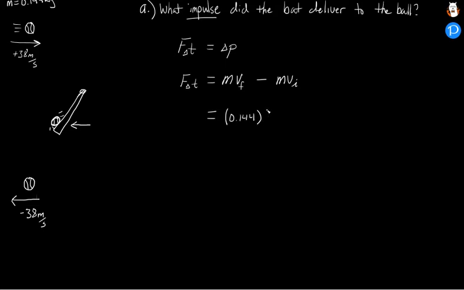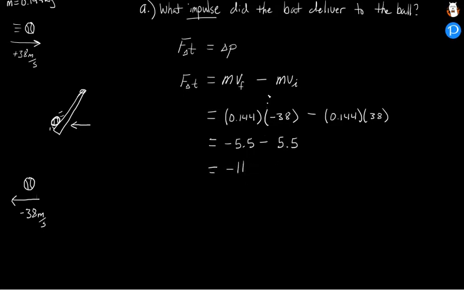So plug in my numbers here: 0.144 times the final velocity, negative 38. Got to make sure I get my signs right here, negative 38, minus, again, the mass is the same, so 0.144 times positive 38. Do the math on that. We would have negative 5.5 minus positive 5.5, and so that would give us negative 11.